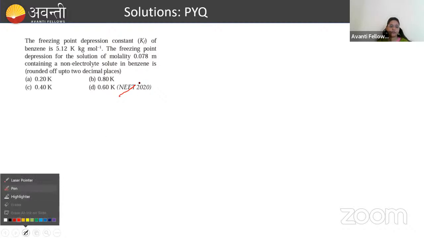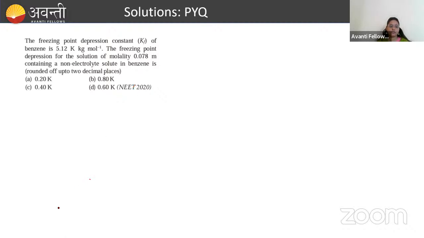Next problem. Okay, let's solve for this. The freezing point depression of benzene is. So qualitative property से question आया हुआ है. हमको freezing point का दिया हुआ है. Depression of molality दिया हुआ है. We need to calculate the delta TF, freezing point depression of solution of given molality containing non-electrolyte solute in benzene. So हमको calculate करना है delta TF.